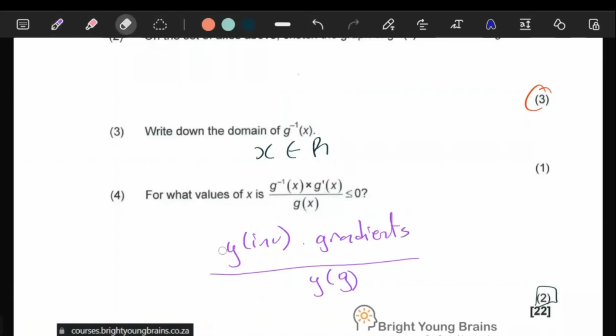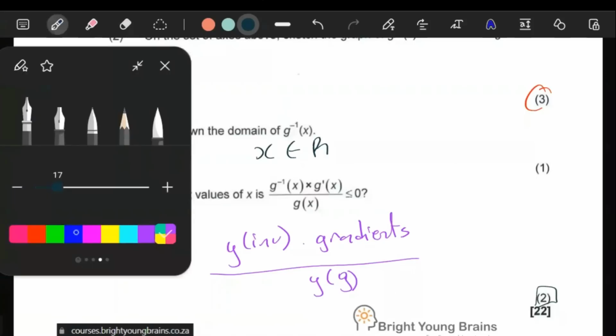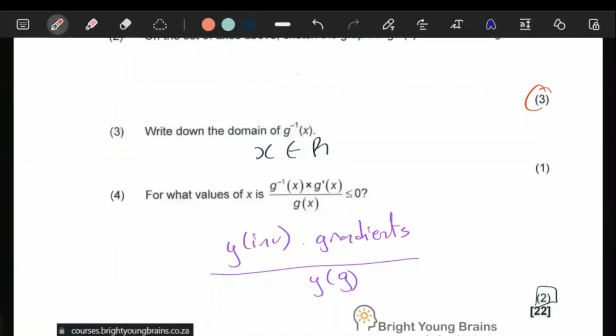So without overthinking it, if this expression here is going to be smaller or equal to 0, you have to think to yourself, the only way this can be smaller or equal to 0 is, firstly, if the top part is equal to 0. That's what we can think of. This is more like a wildcard question, in my opinion. I think it's just out of 2 because they didn't want to have people lose too many marks for one question. So let's see what we can do with this question.